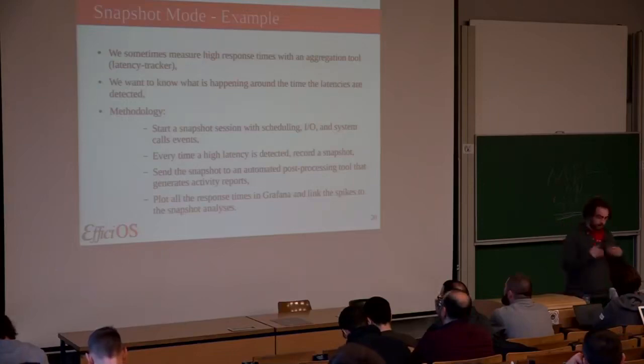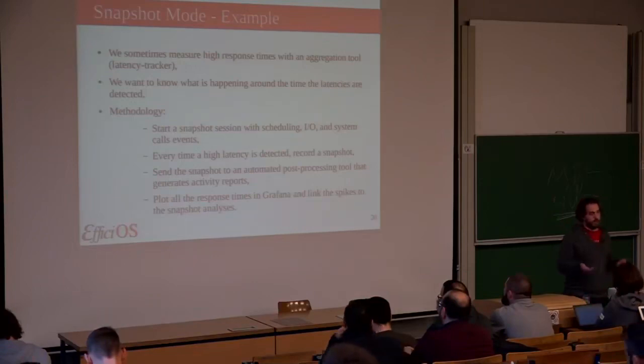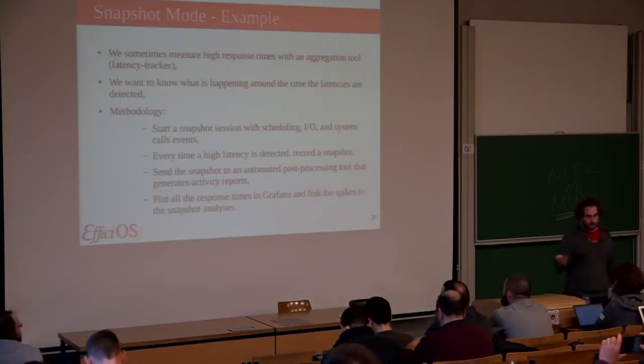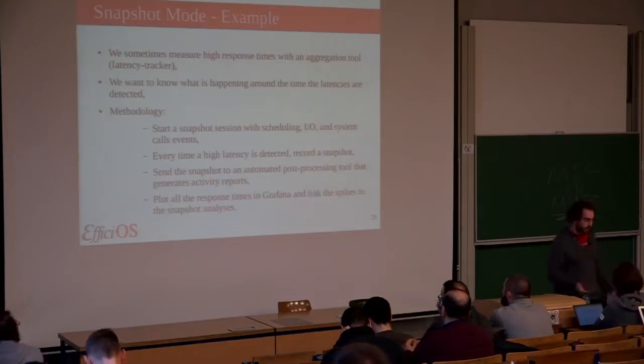That's fully automated at this point, compared to the first use case where we had to wait for users to report. In this case, it can be fully automated with an aggregation tool. So we detect spikes, and with the snapshot mode we can extract a snapshot every time a spike is detected, and run post-processing on just a small trace. I think we have 1 second of storage, from just before the high latency happened, so we can see the data.